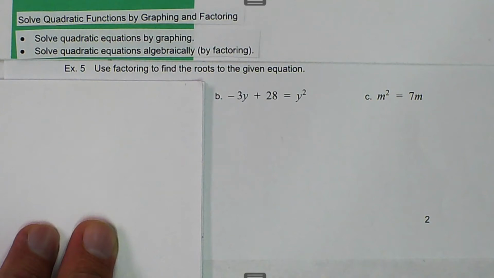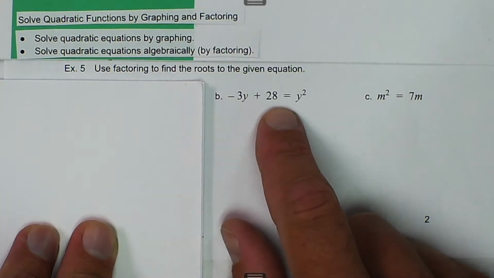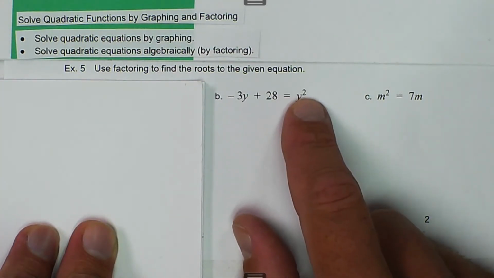We want to solve quadratic functions by graphing and factoring, and we want to solve quadratic equations algebraically by factoring. So here we have negative 3y plus 28 is equal to y squared, and we see the y squared, so we know that this is a quadratic function, and we need to get one side of the equation equal to 0.